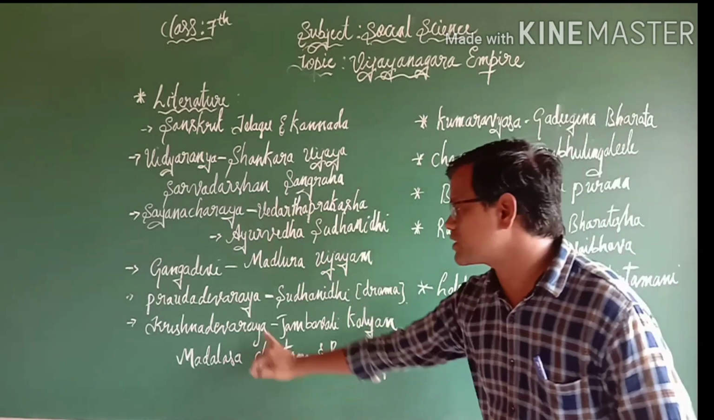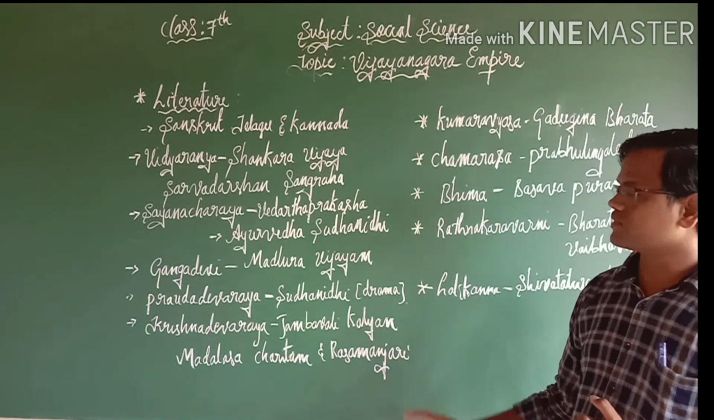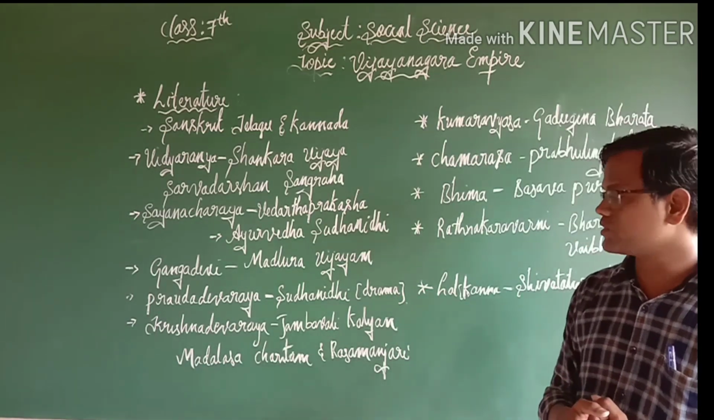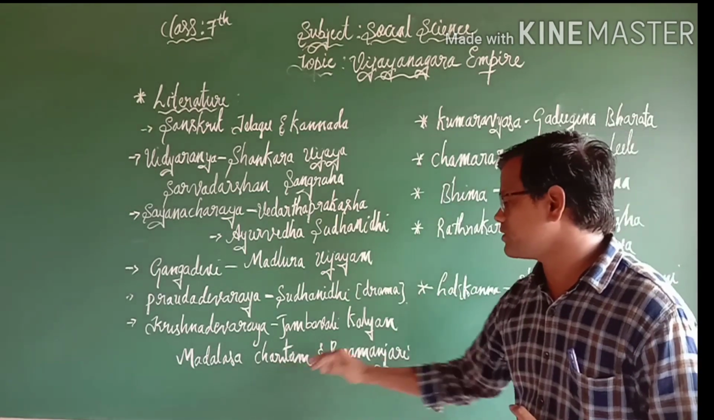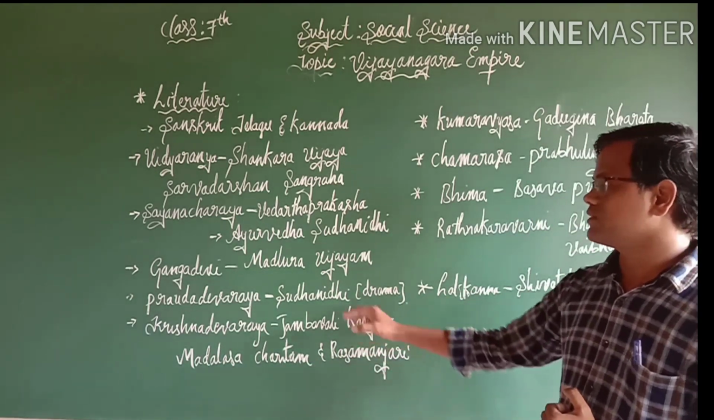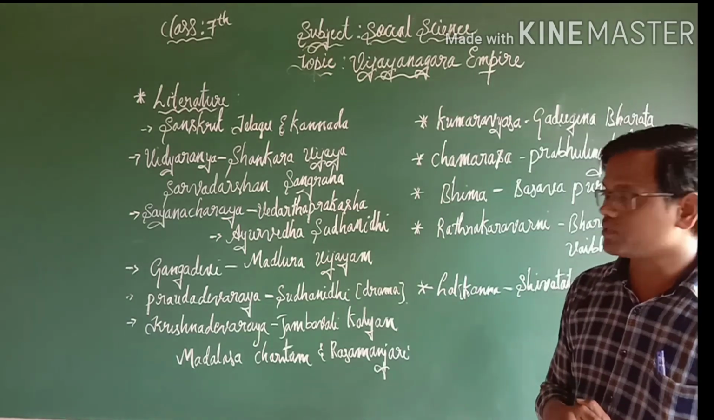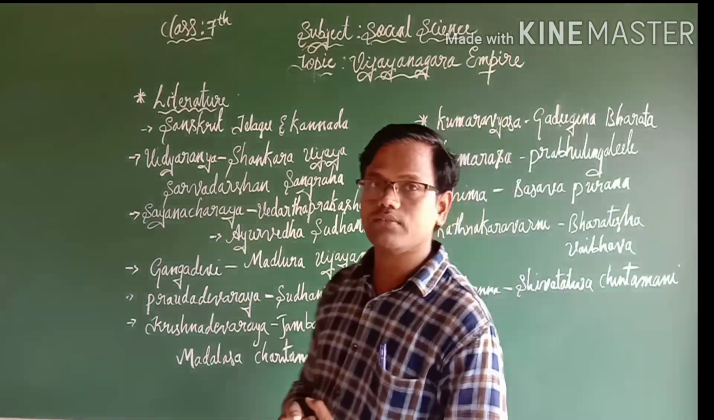So this was one of the very important and famous dramas written by Prauda Devaraya. And the next one, Krishna Devaraya. Krishna Devaraya also wrote 3 important books. The first one, Jambavati Kalyana from Sanskrit, Madalasa Charitam and Rasamanjari. So these were the 3 important books written by Krishna Devaraya.